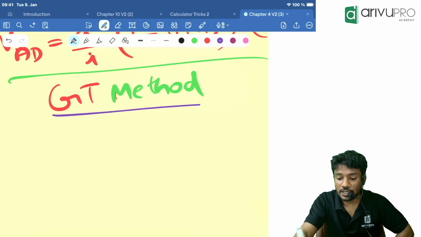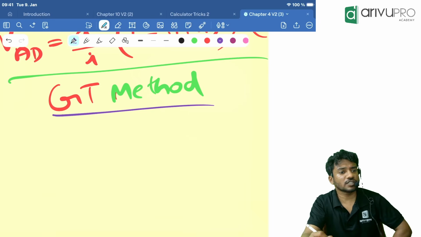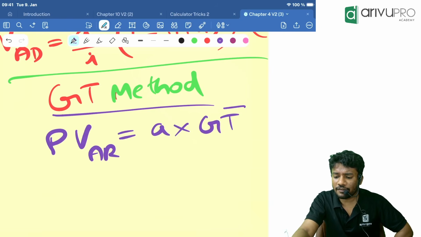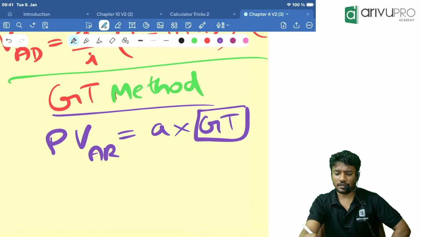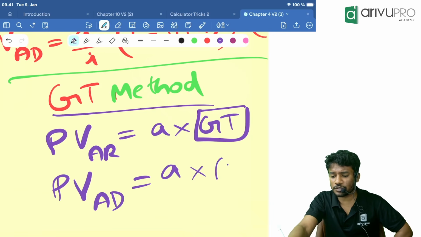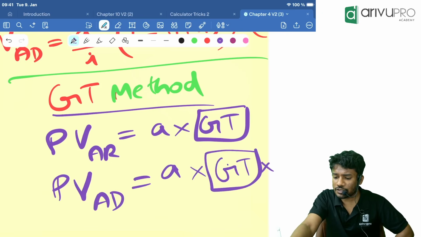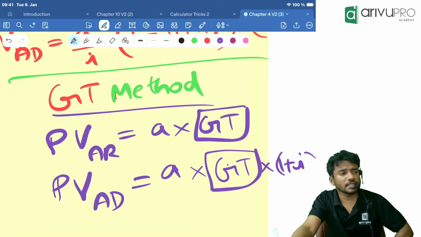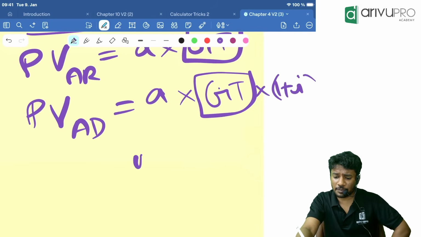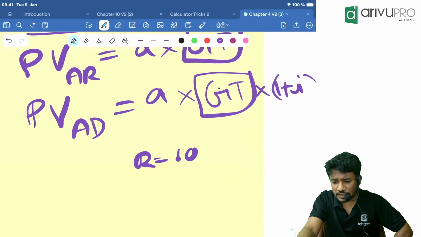What was the method? GT method is nothing but first we can generally write PV, present value of annuity regular, is nothing but A into GT factor. That is the formula. If it is for PV of annuity due, what is the formula? A into GT factor into 1 plus i. That is the formula. Now, how to find this GT factor? For example, rate percentage is equal to 10%.